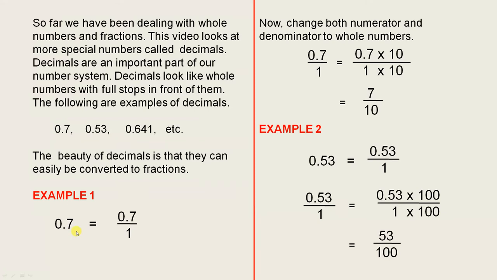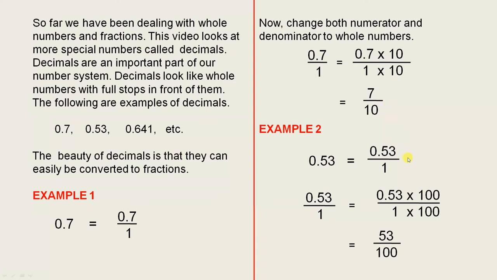So 0.7 is the same as 0.7 over 1. Now, change both numerator and denominator to whole numbers. The way we change the numerator to a whole number is we have to move the decimal point one place to the right. So we multiply by 10. We need to do the same to the denominator to keep the value the same. So 0.7 times 10 is 7. 1 times 10 is 10. So 0.7 is the same as 7 over 10.